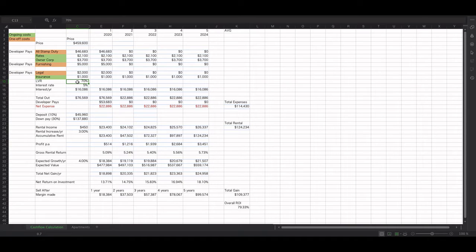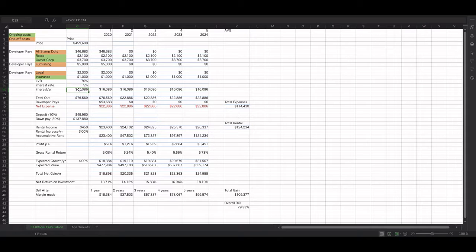LVR, if you recall, is the loan value ratio. This is how much, as a percentage proportional to the property price, that you can borrow from the bank. So in this case, let's say, for example, it's 70%. That means you can borrow 70% of $459,600 if that price comes in at the valuation price by the bank. And let's say the interest rate here is 5%. So you're paying 5% interest on the principal, and the principal is the 70% loan of the contract price.